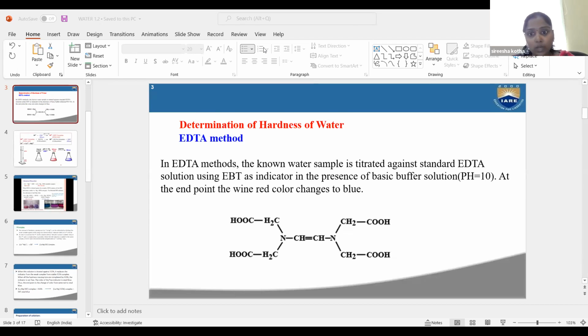So how many steps are there in the calculation method? Already we discussed, right? The first step is standardization of EDTA, the second step is estimation of total hardness, the third one is estimation of permanent hardness, and the fourth one is estimation of temporary hardness.